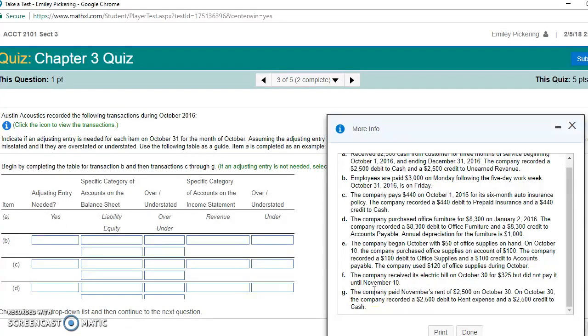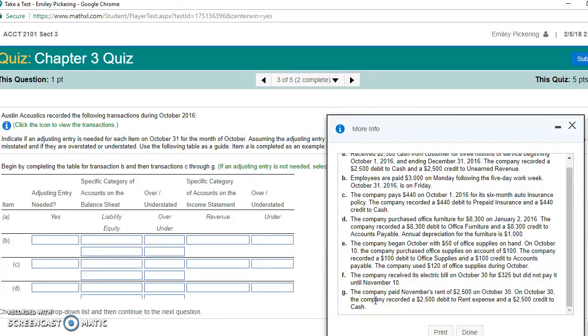So F, the company received its electric bill on the 30th, but did not pay until November 10th. Well, we have an exact amount and we know we owe it, so we're going to go ahead and record it. And I'm going to record utility expense and utility payable.